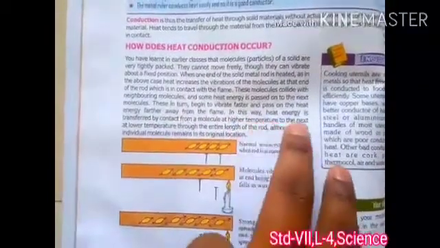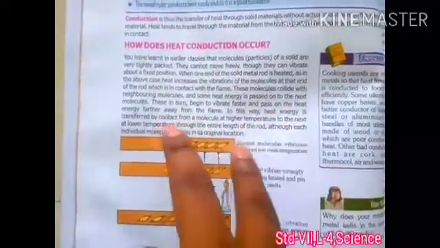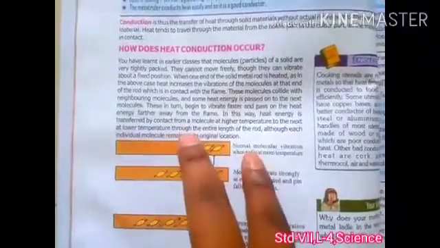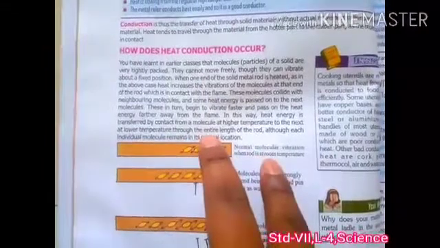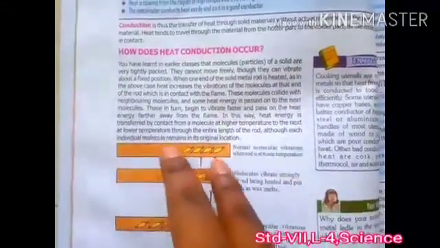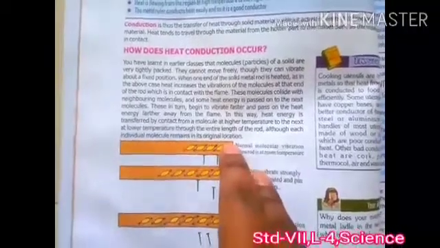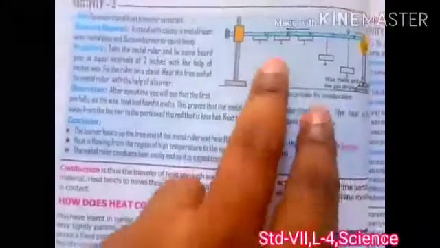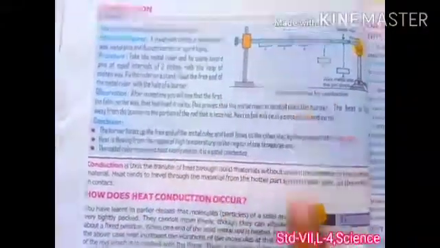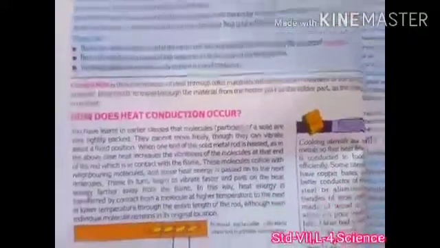In this way, heat energy is transferred by contact from the molecule at higher temperature to the next at lower temperature through the entire length of the rod, although each individual molecule remains in its original location. As we know, in solids the molecules and atoms are very close to each other, so they pass on the heat from one molecule to another. That's how heat is transferred in conduction.